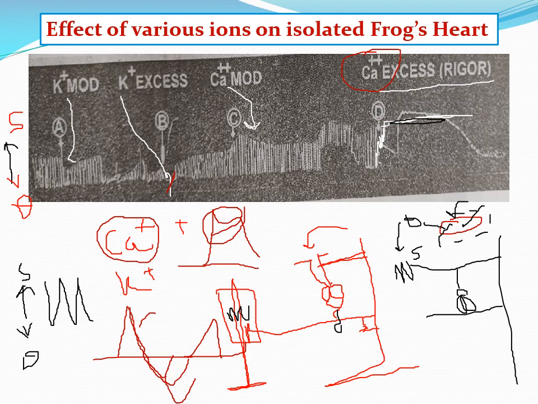Here the heart stops in systole, because so much calcium has come inside that the calcium pump cannot pump all the calcium into the cisternae. Calcium remains there, and that's why the muscle remains in a contracture state. That's why the heart stops in systole, and it is called calcium rigor. So what is rigor? Rigor means a sustained state of contraction. Students, try to remember.